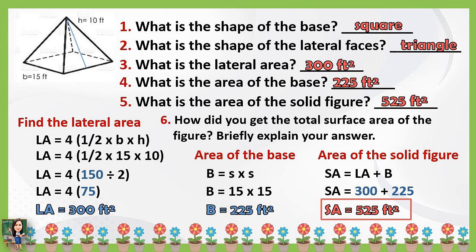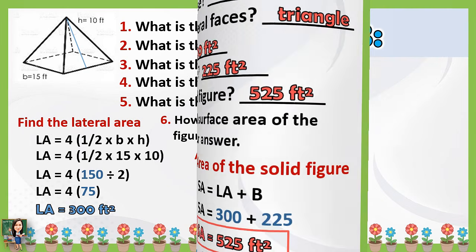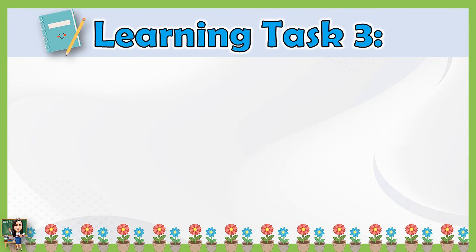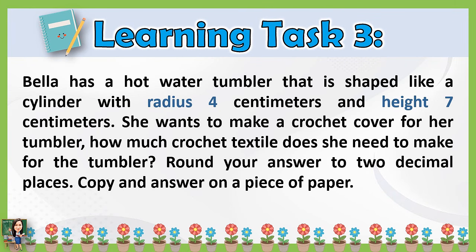And for number 6, how did you get the total surface area of the figure? Briefly explain your answer. For learning task 3, read the problem. Bella has a hot water tumbler that is shaped like a cylinder with radius 4 centimeters and height 7 centimeters. She wants to make a crochet cover for her tumbler. How much crochet textile does she need to make for the tumbler? Round your answer to 2 decimal places. Copy and answer on a piece of paper.